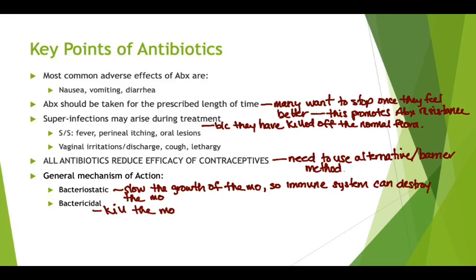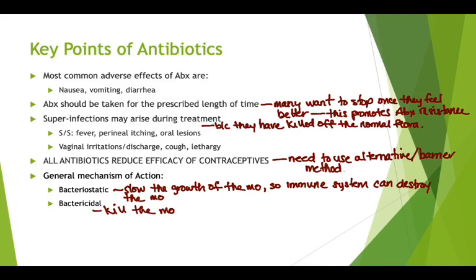So again, signs and symptoms that you might see for superinfections are going to be fever, perineal itching or oral lesions, vaginal irritation and discharge for women. They might also start to see a cough or lethargy. All of these are part of the superinfections that start to come up from taking antibiotics.